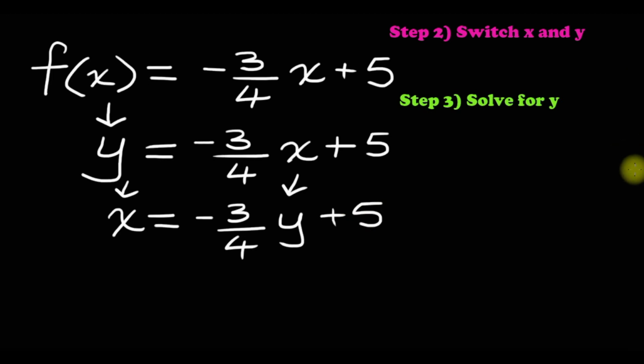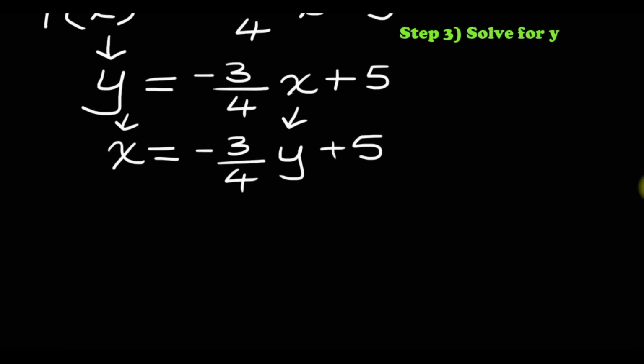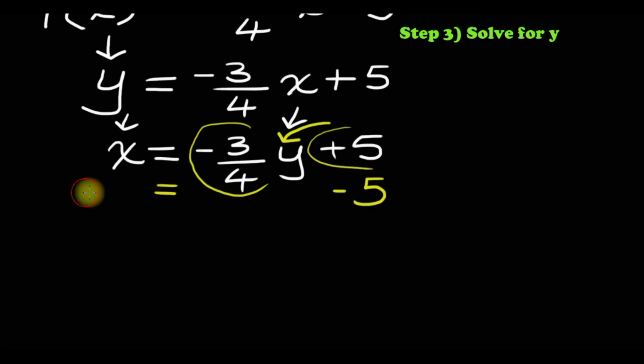Third thing we have to do, step 3, is to solve for y. So solve for y means we got to get the y here all by itself. So we got to get rid of this plus 5, and we got to get rid of this negative 3 over 4. So how do we get rid of the plus 5? How do we make it completely go away? Well, we do the opposite of plus 5. We minus 5. So if you minus 5 here, you get a minus 5 this side.